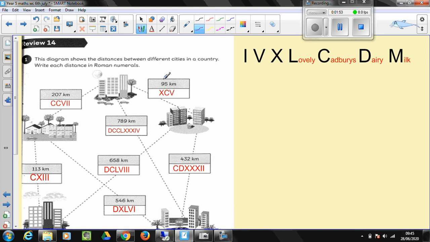The same for 95. How am I going to make 90? Well, that's 1 before 100, 10 before 100. And how am I going to make 5? Hopefully you can work out how each of these works.